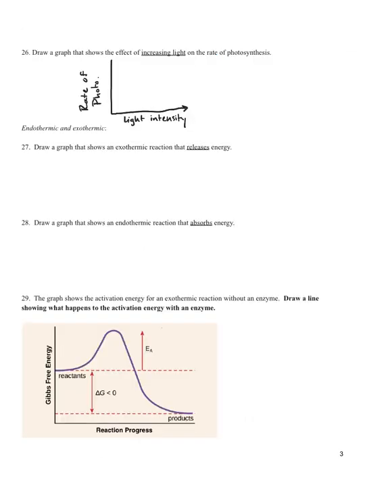Number 26 is going to ask you to draw one more graph that shows the effect of increasing light on the rate of photosynthesis. So one more time, I've set up my graph with the rate of photosynthesis on the y-axis and the light intensity on the x-axis. As the intensity of light increases, the rate of photosynthesis will also increase until it reaches a critical amount and it starts to plateau. So you should have a graph that looks something like that on your study guide.